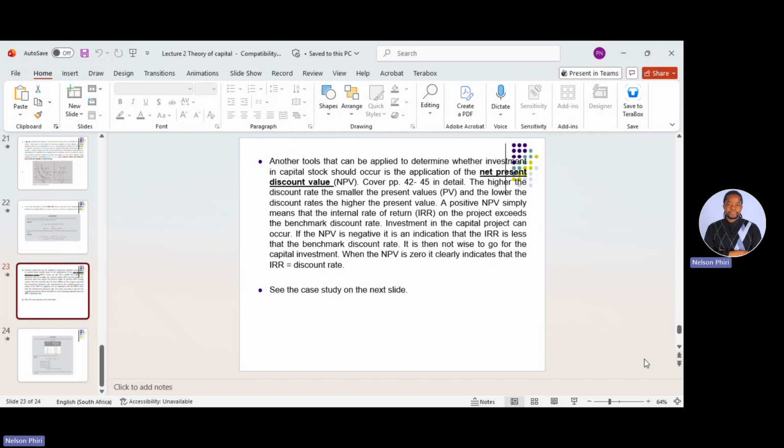So if the NPV is negative, it shows us that the investment is greater than the returns that we're getting, and it is indicating that the IRR is less than the benchmark discount rate. If the NPV is positive, it means the IRR of the project exceeds the benchmark discount rate. Now let's get into the question.